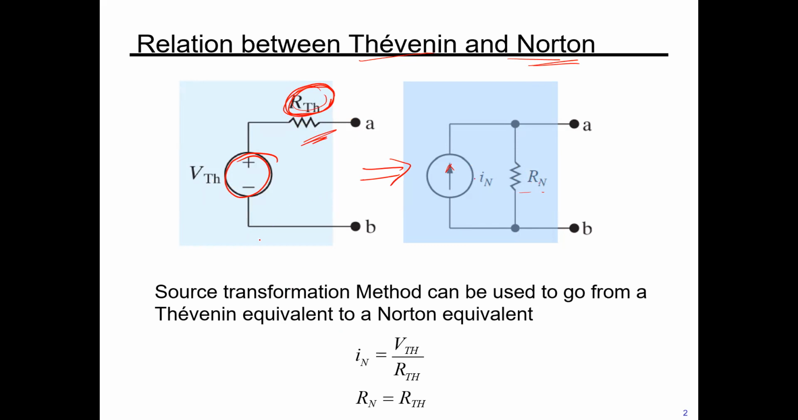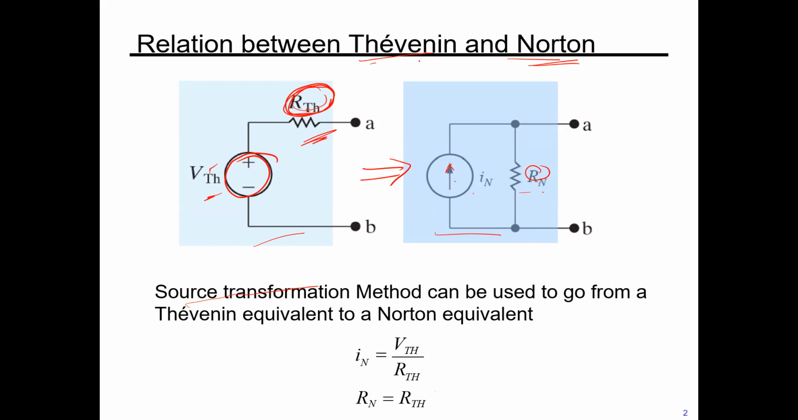To go from the Thevenin equivalent to Norton, we can use source transformation, or go either way. For example, the Norton current IN is equal to V Thevenin divided by R Thevenin. So if we divide V Thevenin by R Thevenin, we get the current source. And of course, RN and R Thevenin are the same.